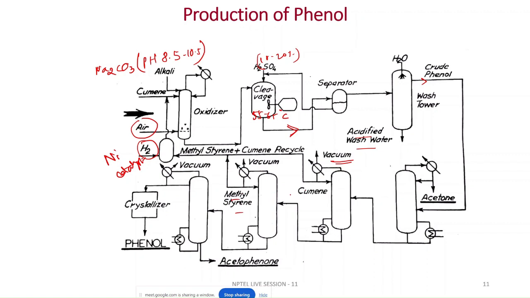So after the separation of cumene and the methyl styrene, the rest of the product is sent to the further vacuum distillation, the third one, and from there as a top product we are getting the phenol passing through the crystallizer, and as a bottom product we are getting acetophenone. Okay, so we are getting products as acetone, acetophenone, and phenol. So this is very useful.